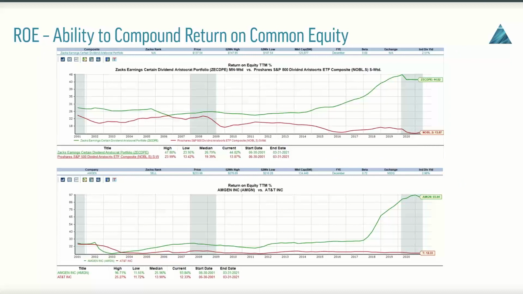We grab another one at random here that this time is not in NOBL, which is Amgen. I grabbed Amgen for ROE. Its ability to compound return on common equity is just spectacular. They've been running a massive share buyback program for years, and it ramped up significantly in the last couple of years. I think it ran up even as high as 7, 8, 9%. And they were buying back that amount of stock each year. It was huge. But what it was doing was pushing up your return on equity.